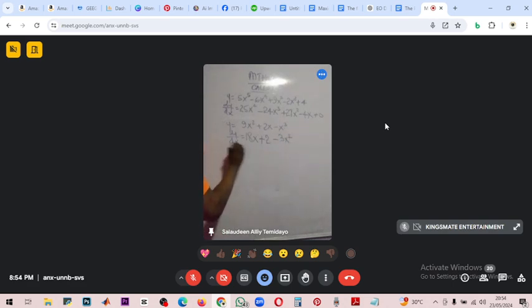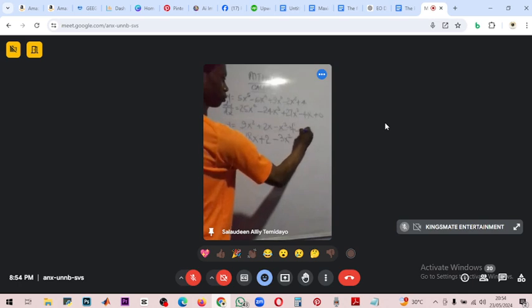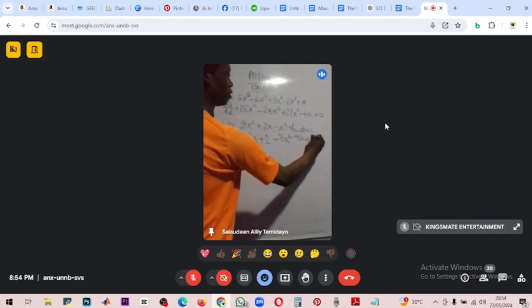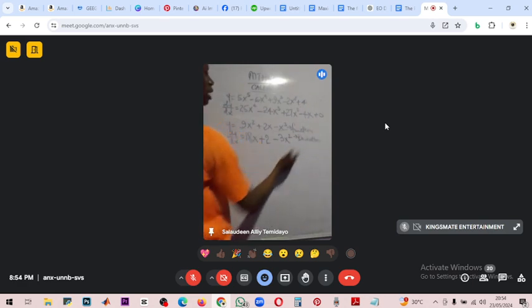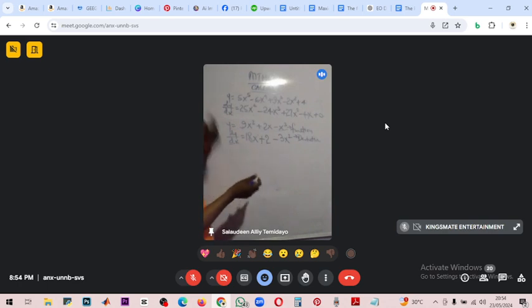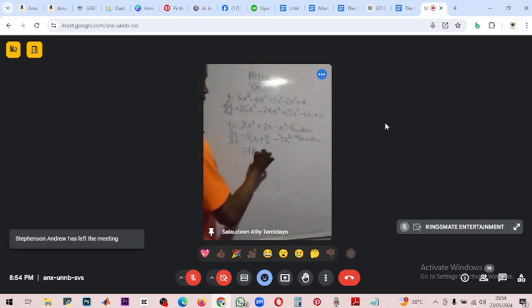So the derivative of this function, this is the function, and this is the derivative. The function is also known as the antiderivative. So this is the derivative, all we got when differentiating. So we had 18x minus 3x squared plus 2 as the derivative.